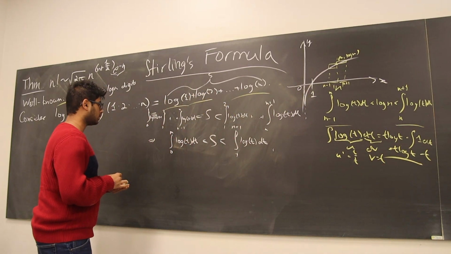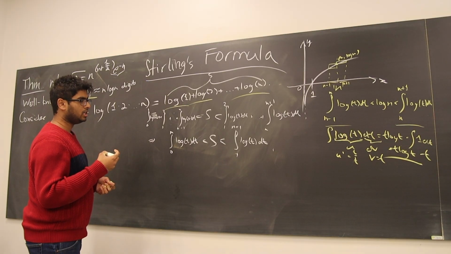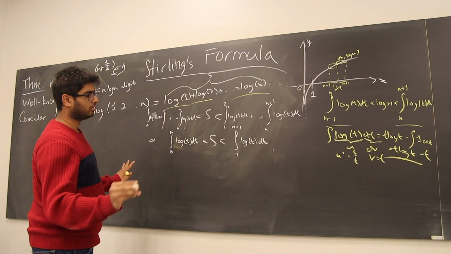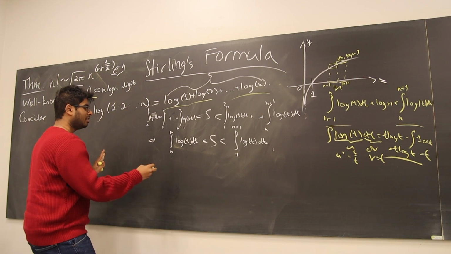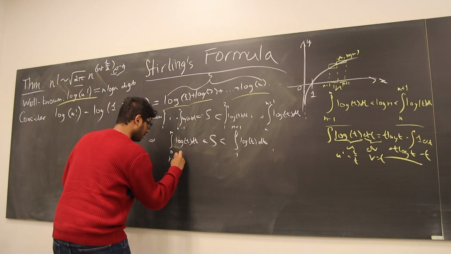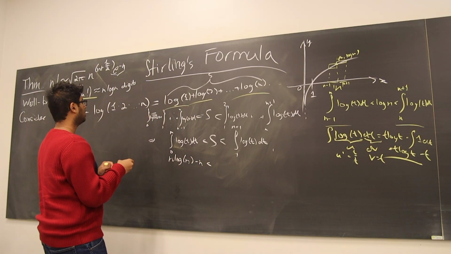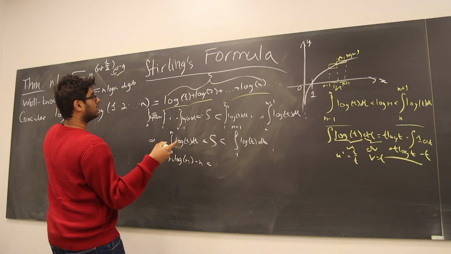So if you evaluate this at 0, you get t log t. Log of 0 is negative infinity, and 0 times negative infinity is 0. Then 0 minus 0 is 0. So the bottom bound is 0. The top bound would be n log n minus n, which is less than, well, for what it is, log of n factorial, right? Because that's all that is.